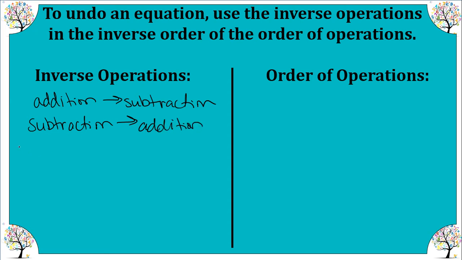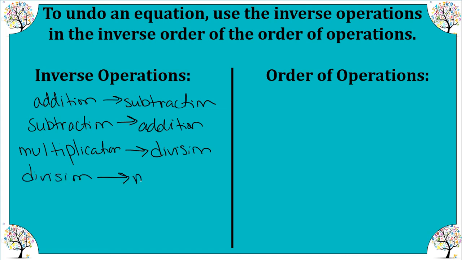If we have multiplication in our equation and we want to undo multiplication, we are going to use division. If we have division in our equation and we want to undo that operation, we're going to multiply. So these are the inverse operations that we will use.